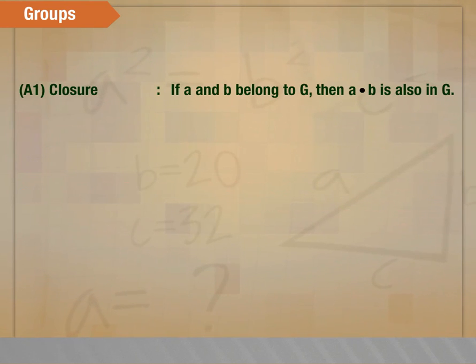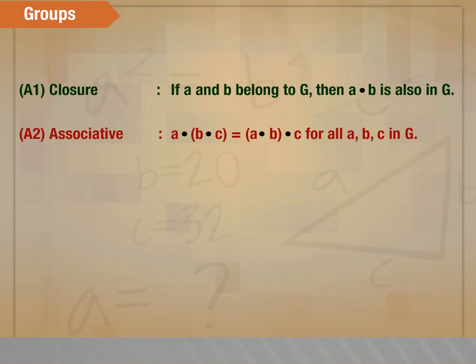A1. Closure. If a and b belong to G, then a · b is also in G. A2. Associative. (a · b) · c is equal to a · (b · c) for all a, b, c in G.